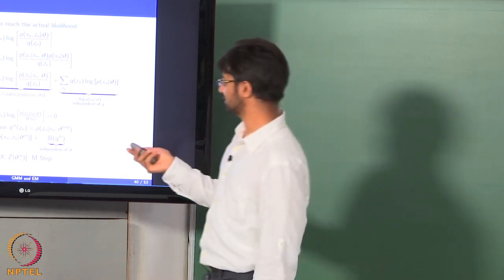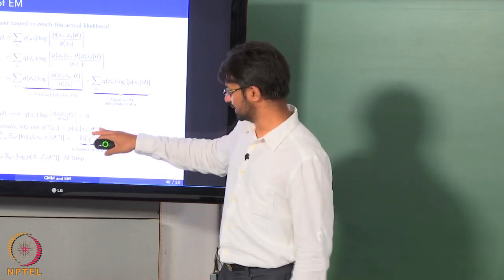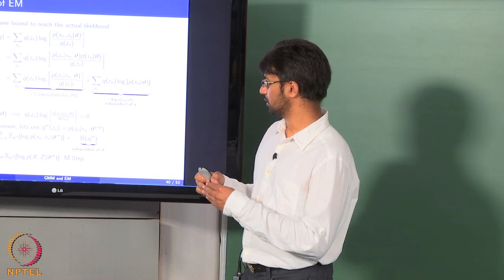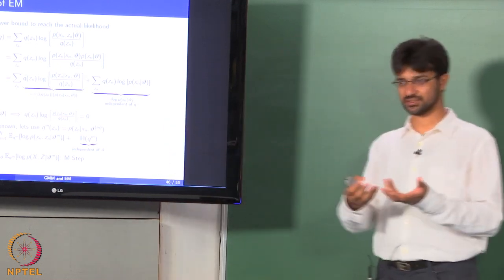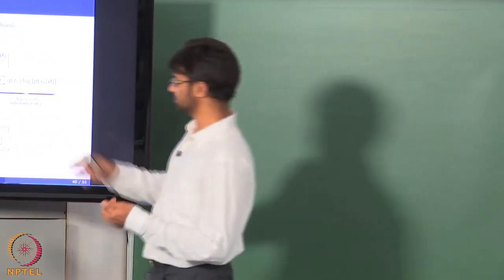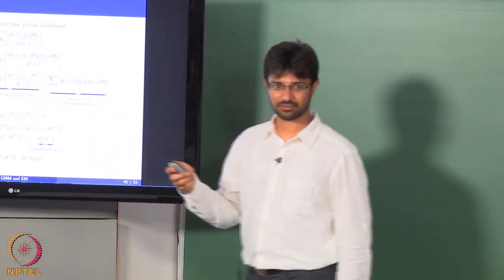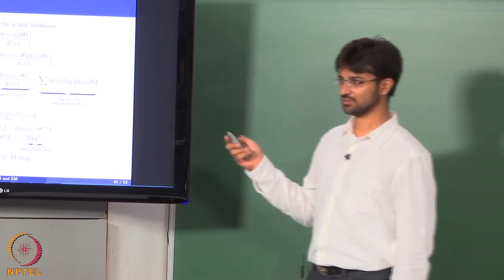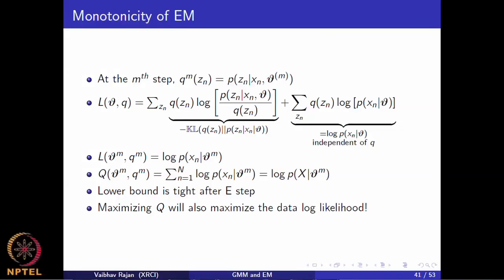So what have we done? We have taken our current guesses and chosen a value of Qm that will reach the actual likelihood with respect to the current guess. But that has not brought us closer to the real theta. We are still working with our guesses of the parameters. Is that clear? So here comes the crucial part.